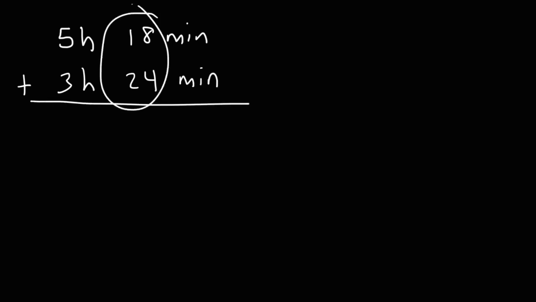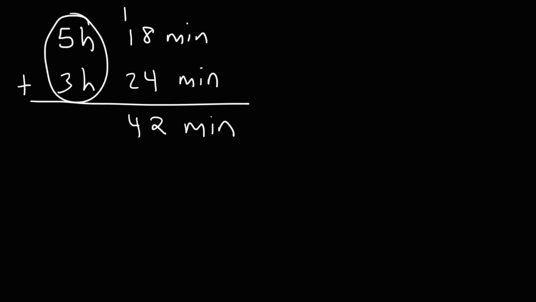First, we need to add these two numbers because the units match. 8 plus 4 is 12. We're going to write the 2, carry over the 1. And then we need to add this column of numbers. 1 plus 1 plus 2 is 4. So we have 42 minutes.